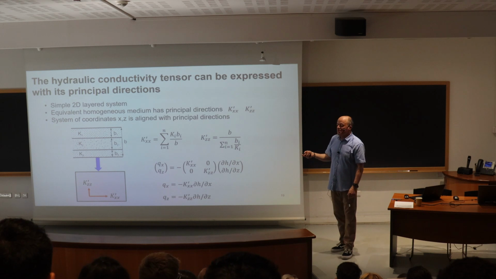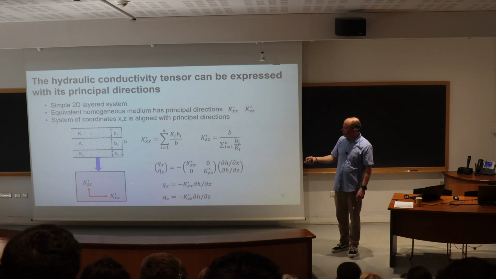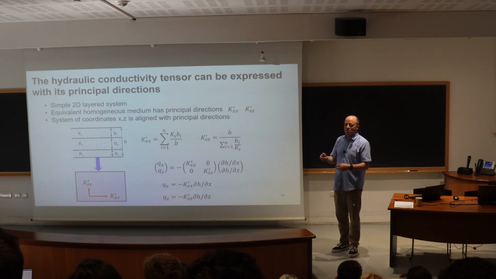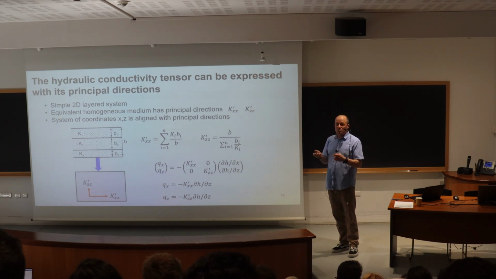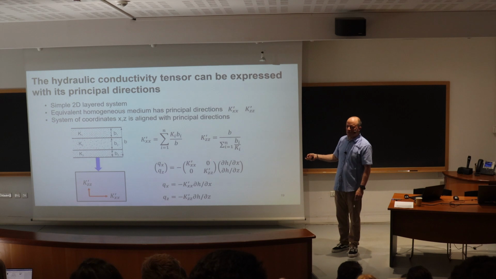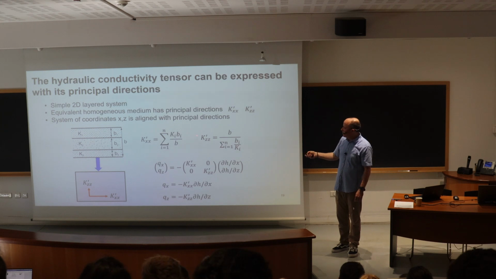And if your system of coordinates x and z is oriented horizontally and vertically like we have here, it's oriented along the principal directions of hydraulic conductivity, then Darcy's law simplifies to this here. The off diagonals become 0 and we only have the principal components of hydraulic conductivity. So we then can express qx and qz knowing these principal directions that we would get from these relationships.